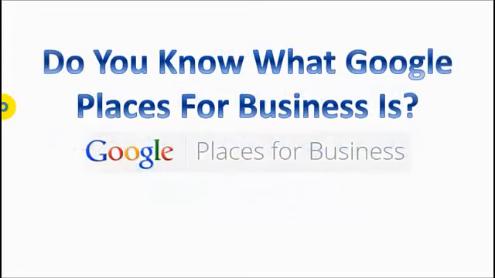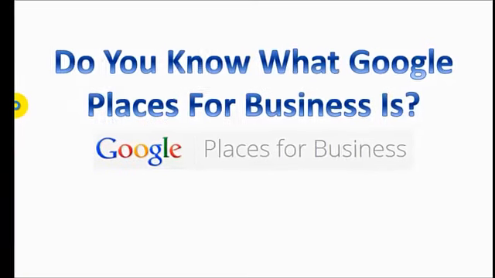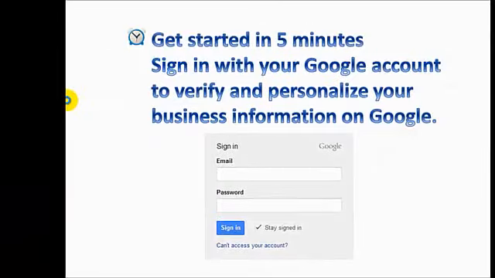Before we do that, here's a question for you. Do you know what Google Places for Business is? If you don't, I'll give you 3 simple things to help you get started. First, it's very simple. You can get started in 5 minutes. You just need to sign in with your Google account to verify and personalize your business information on Google. If you have a Gmail account, this is all you need to get started.